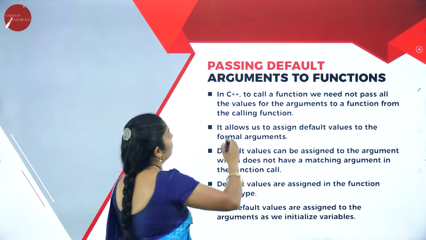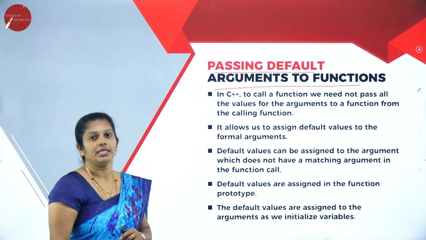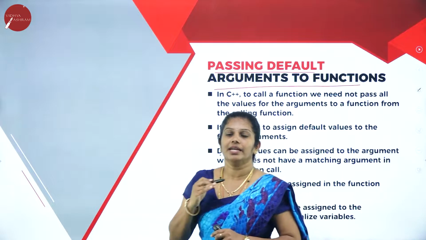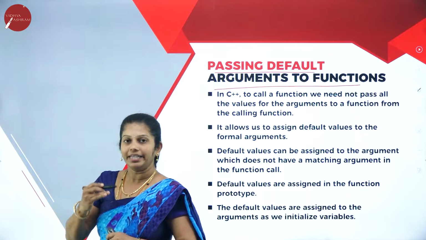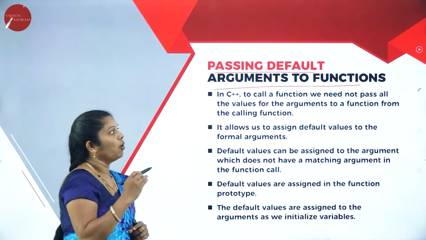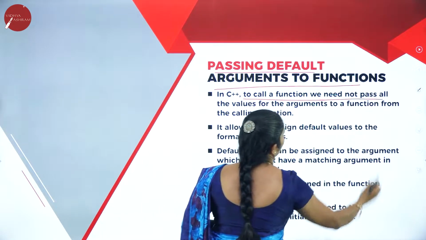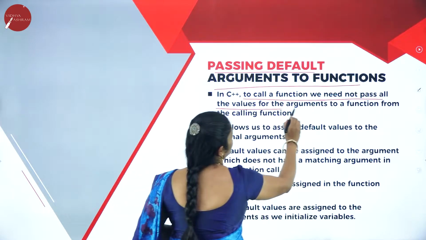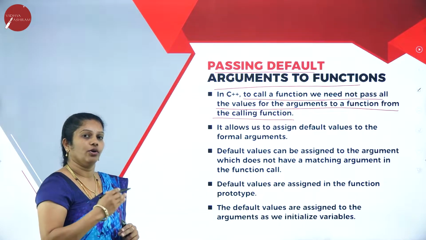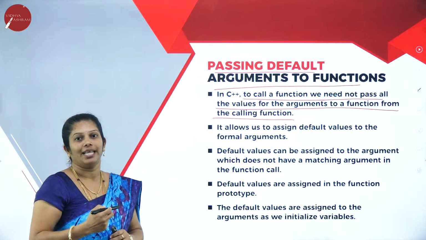First we'll discuss passing default arguments to functions. What do you mean by this? Passing default arguments: if you do not pass the values, then by default, by itself, it will pass some values. That is nothing but default arguments to functions. In C++, to call a function, we need not pass all values for arguments to a function from the calling function. If you forgot or if you do not pass any values or some values, then by default the compiler will take the values here.